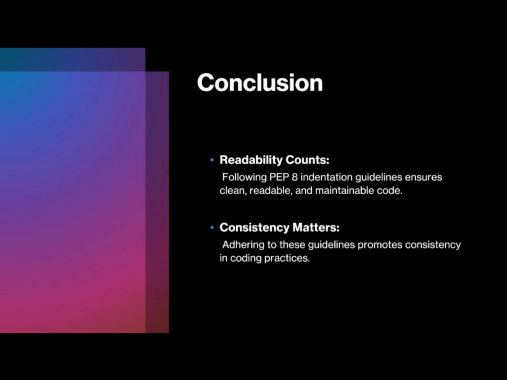As we've seen in these examples, proper indentation is crucial for writing clean, readable, and maintainable Python code. Following the PEP 8 guidelines of using 4 spaces per indentation level helps ensure that your code is consistent and easy to understand, whether you're working on a small project or a large code base.